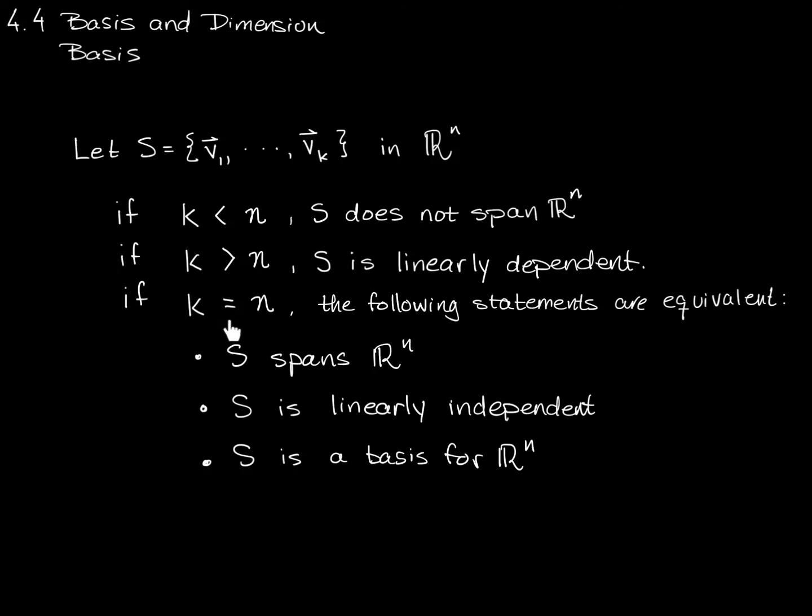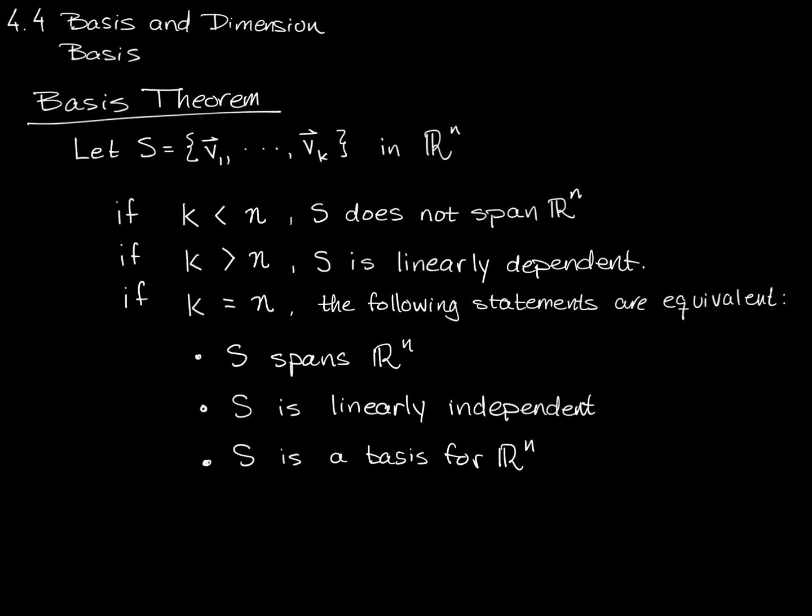These only occur if K and N are equal. What we don't necessarily know is that if K and N are equal, these must also be true, right? That is not what we're saying here. We're saying that if K and N are equal and we know one of these three, then we know the other two as well. If K and N are equal, we are not necessarily guaranteed any of these. But if we find one, then we know the other two are also true. And this is called the basis theorem.